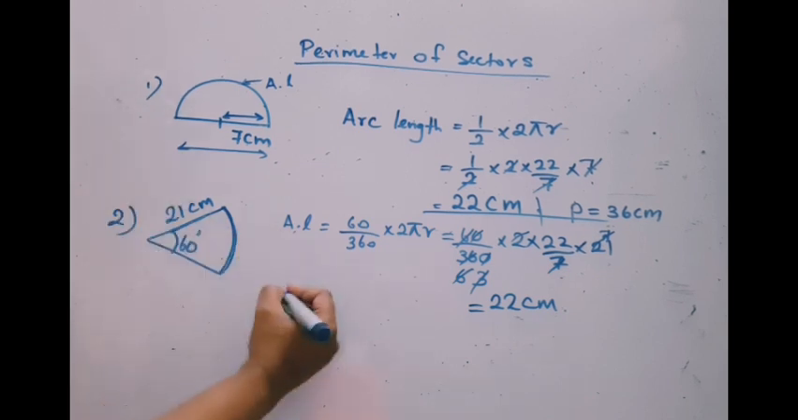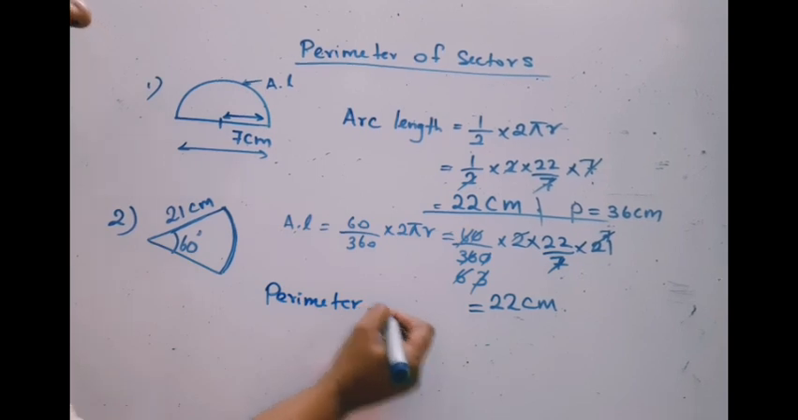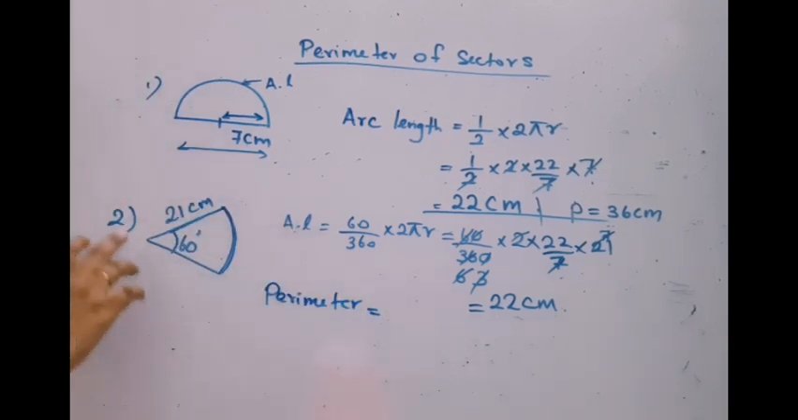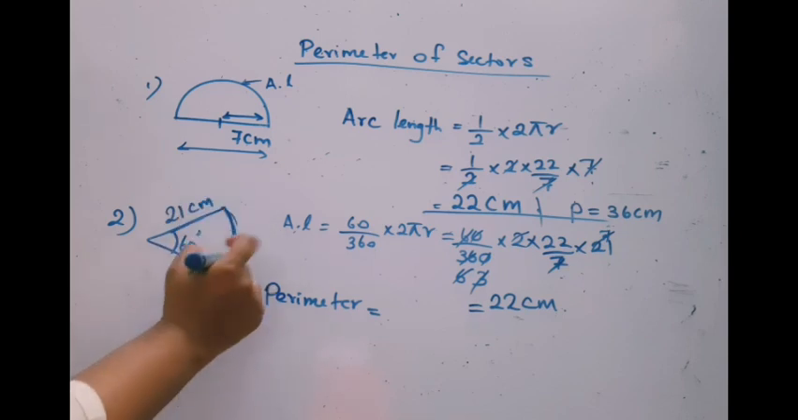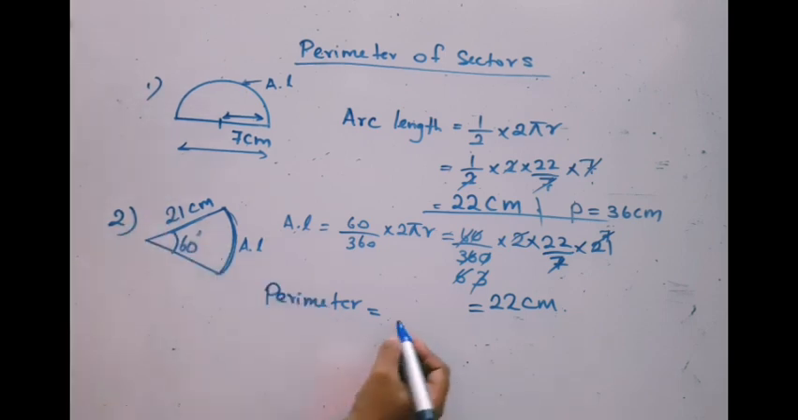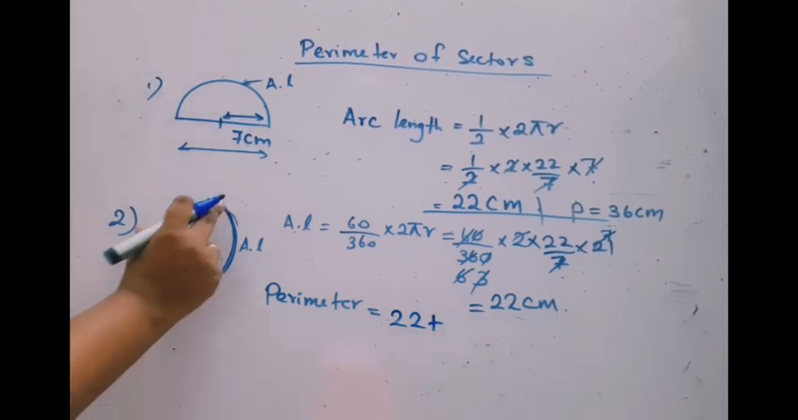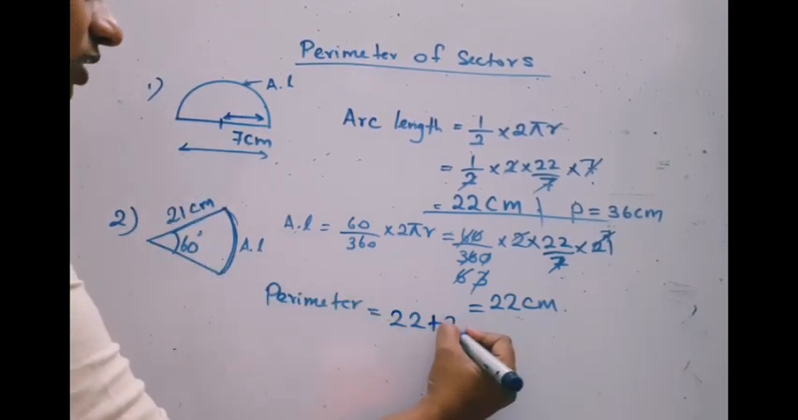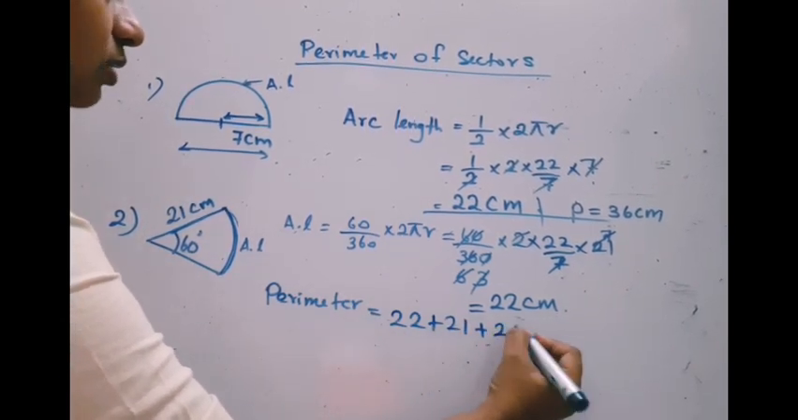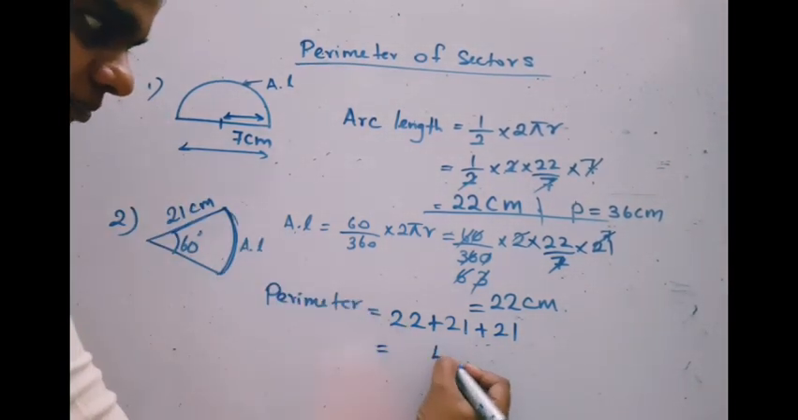Now I'm going to find the perimeter of it. Remember, this question is about finding the perimeter only. So the perimeter is the arc length and the other two sides. Can you see? So what do you have to do? You should add 22 with the radius, which is 21 plus 21. So let's add all three together.